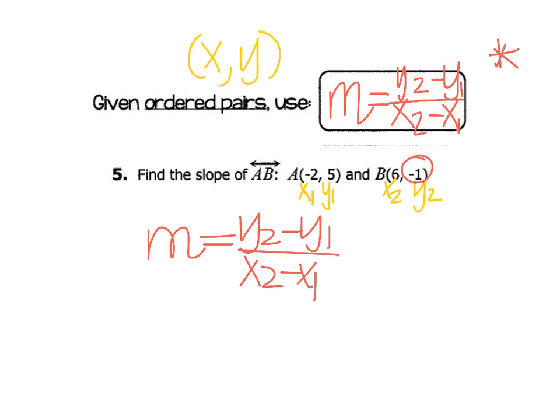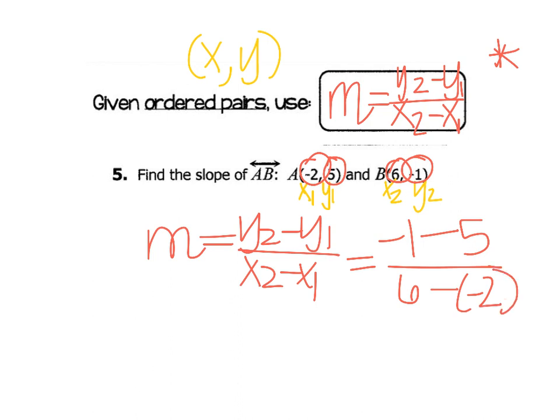So we know y2 is -1. So we're going to say -1 minus y1, which is 5, over x2, which we said was 6, minus x1, which is -2. All right, and be careful whenever you're subtracting a negative number. When we're plugging in our values, use parentheses because subtracting a negative number is the same as adding. So we want to rewrite this as -1 minus 5 over 6 plus 2, because subtracting a negative number is the same as adding.